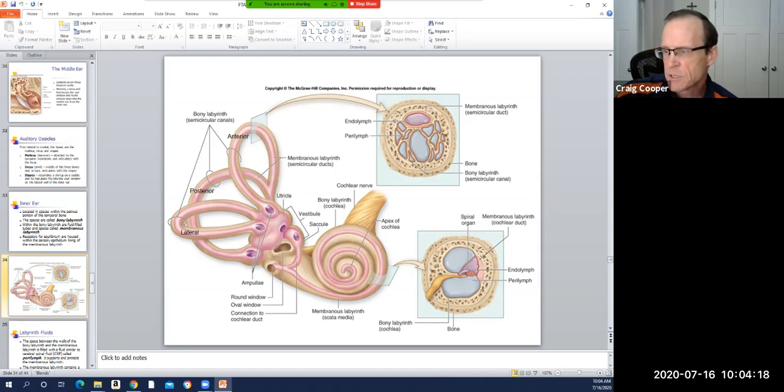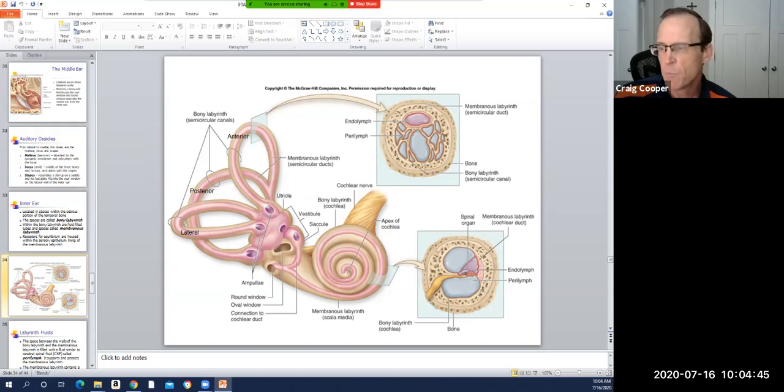Over on the other side, we've got a couple of little structures at the base of the three loops. This is called the vestibule. A vestibule is kind of like an entryway. So the vestibule for inner ear function is the first part that we make sense of. And we've got two distinct structures within this vestibule: the saccule and the utricle.